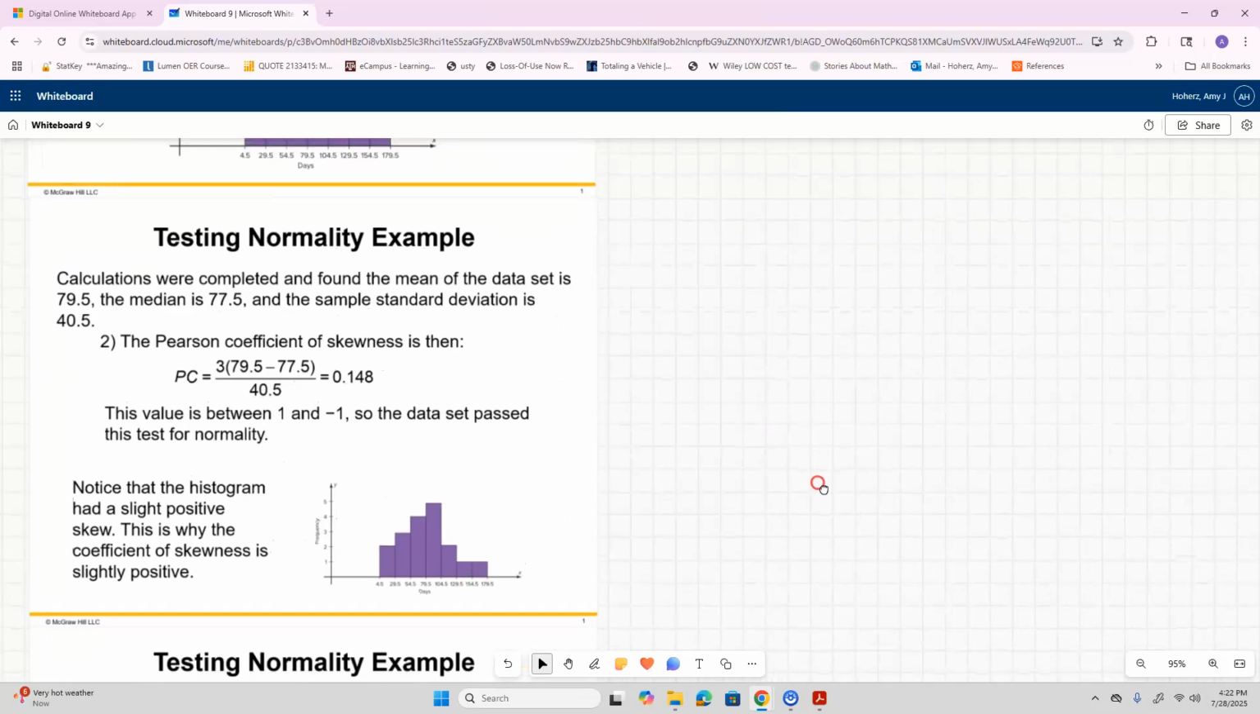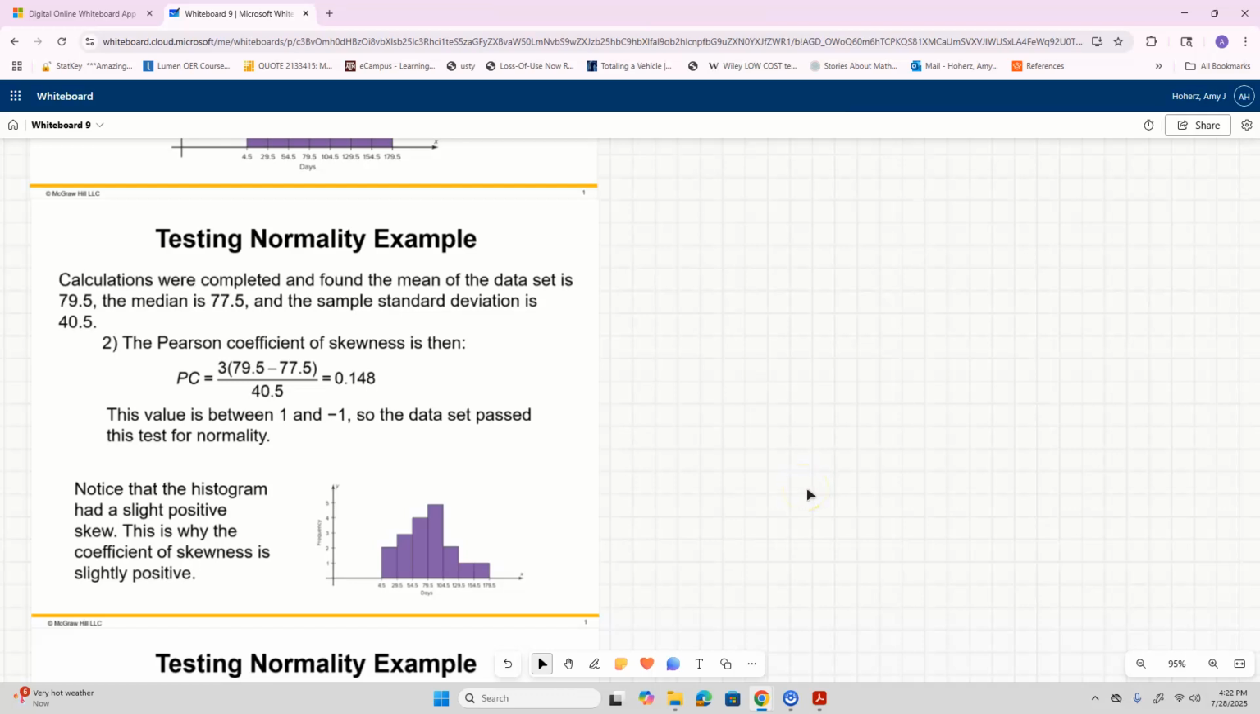So our next check is to check the skewness. We're going to use this Pearson coefficient to calculate the skewness. They're going to be nice to us and say, hey, calculations were completed, and we got the mean to be 79.5 and the median to be 77.5 and the sample standard deviation to be 40.5. So this is our S. So we got a mean of 79.5, a median of 77.5, and an S of 40.5.